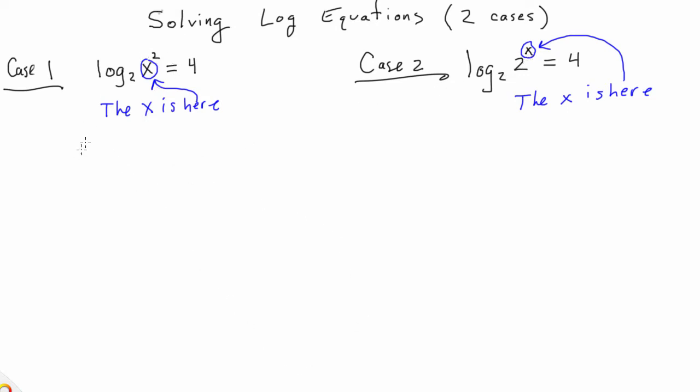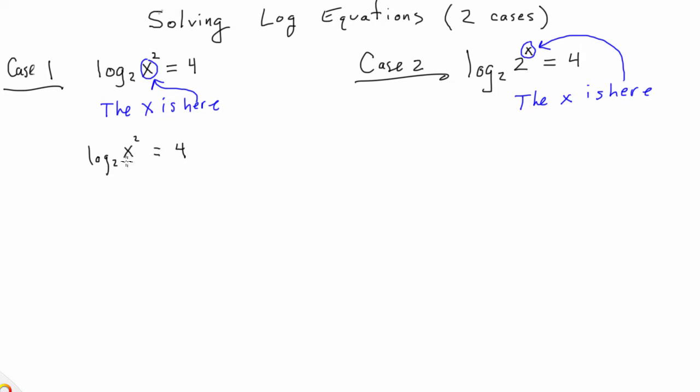All right, so let's write this one out. So log base 2 of x squared is 4. Now, these are not hard and fast rules. You can kind of use either of these cases the way I'm going to show you. You can use them kind of interchangeably. But this is how I would do it.